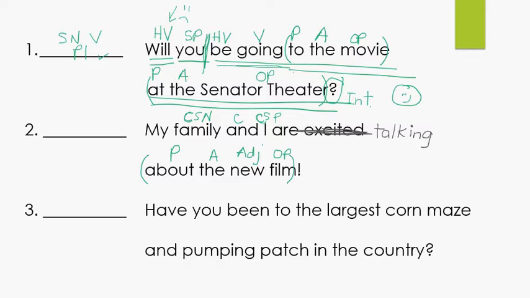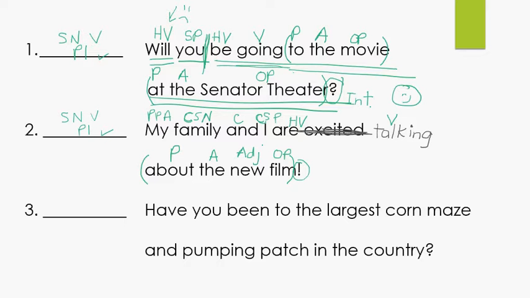What is being said about family and I? Well, we are talking. Now you know that "are" is a helping verb. Talking is our main verb. That is our verb phrase. Whose family? My family. Possessive pronoun, adjective. Let's label our sentence pattern, subject, noun, verb. Pattern 1, check. Let's go to the end of the sentence.